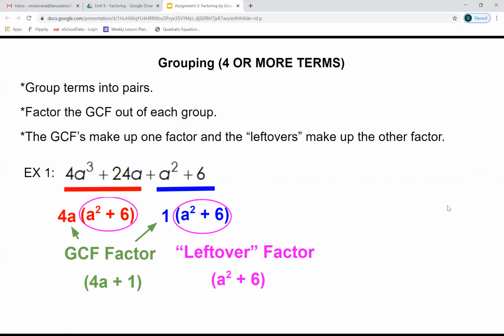So one factor came from the GCFs, the other factor came from the leftovers, which gives me 4a plus 1 and a squared plus 6 as my final factored form.